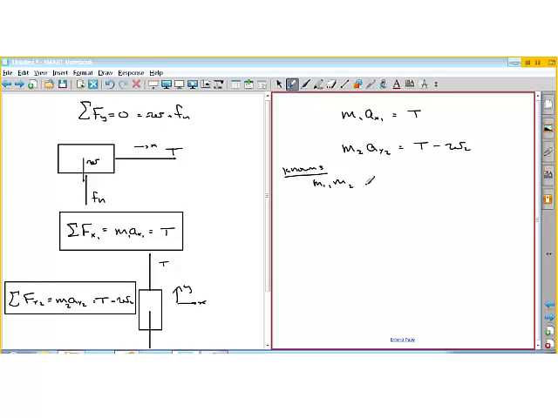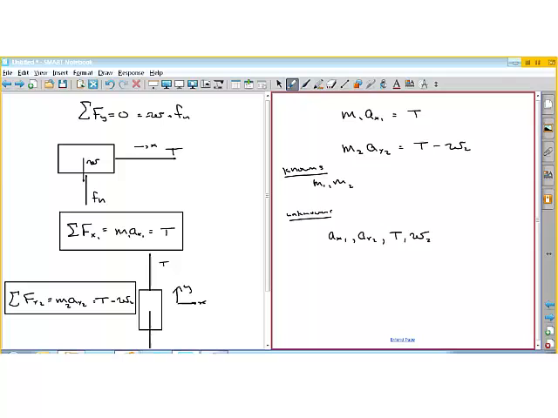M1 and M2. We don't know the tension, so our unknowns are a sub x1, a sub y2, the tension, and the weight of object 2. So we have basically 4 unknowns in these two equations and only 2 equations. So we're going to have to figure out 2 more equations.